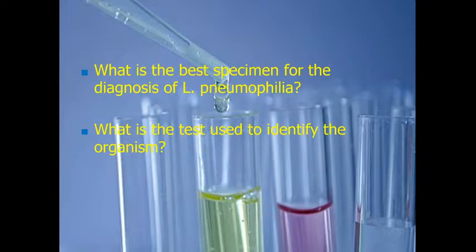Now, let's move on to the best specimen for the diagnosis of Legionella pneumophila. The best sample that we can have is biopsy material. And the test used to identify organisms in this particular specimen is direct fluorescence, using direct fluorescent antibodies.